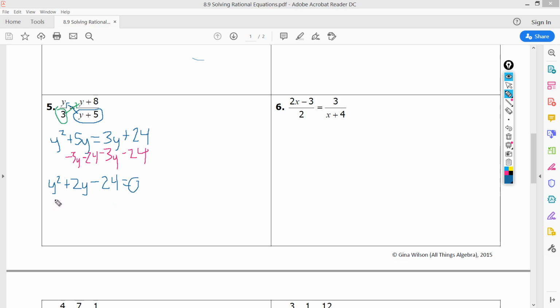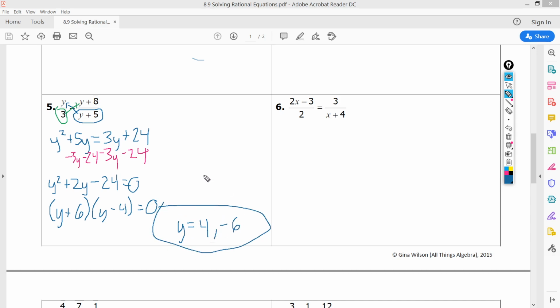So this factors into y plus 6, y minus 4 equals 0. And so that means y is equal to 4 and negative 6. And are both of those values okay? Well, all you have to do is, we're dividing by 3 here, so that doesn't affect anything. But y plus 5, if I'm dividing by y plus 5, what can't y be? y can't be negative 5. And that doesn't interfere with anything we're doing over here. We don't have negative 5 as an answer, so we're still A-okay.